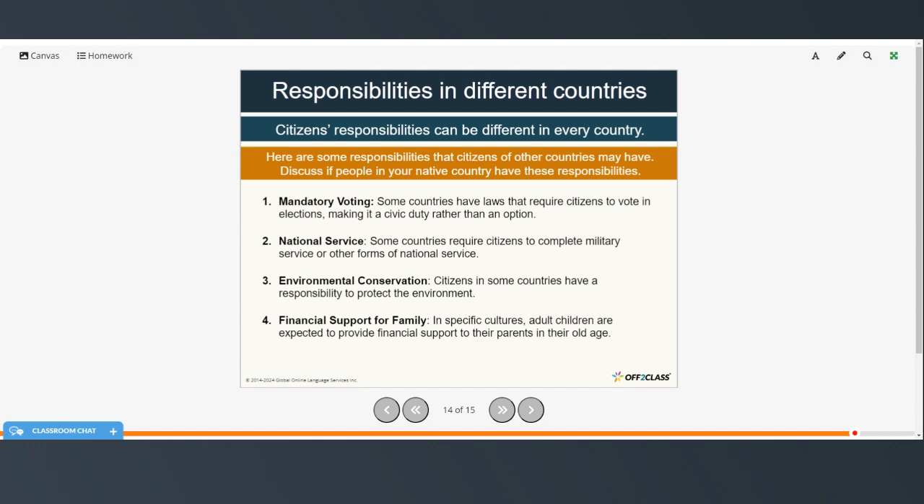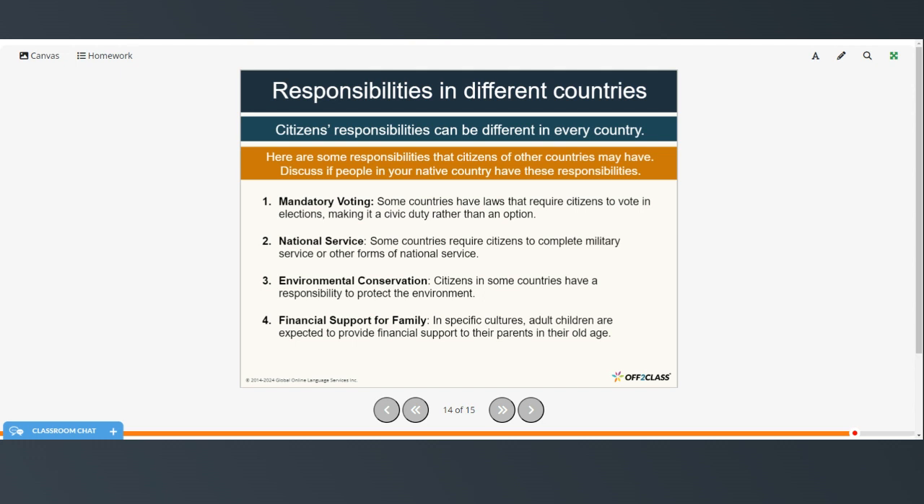National service. Some countries require citizens to complete military service or other forms of national service. Again, we do not have that in the United States. The only time that we did was during wartime when there was a military draft. That has not been in effect since the Vietnam War, so we don't currently have the draft or any other sort of mandatory national service.